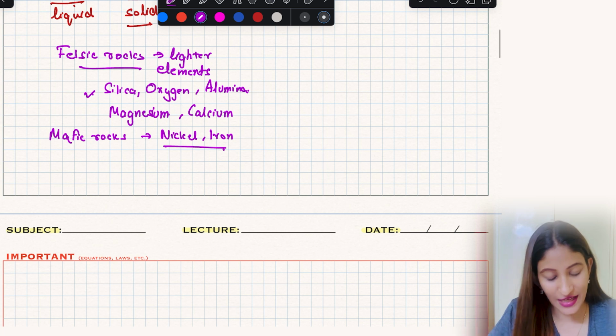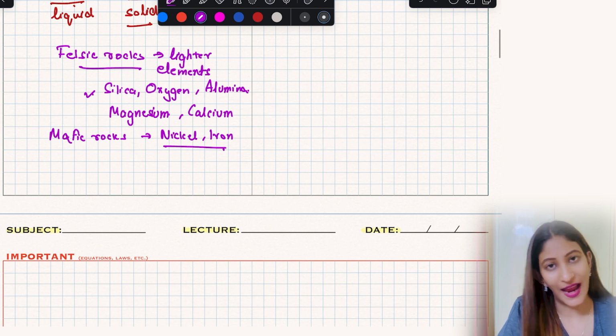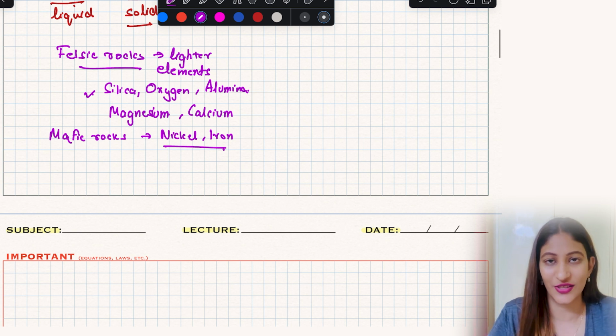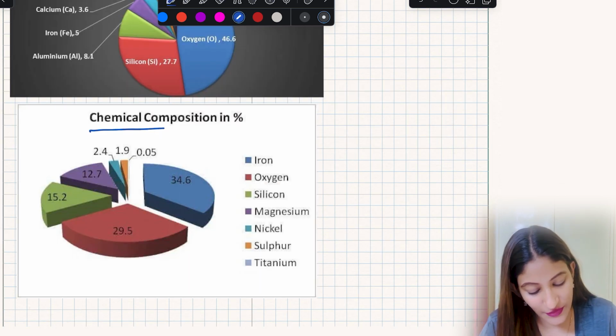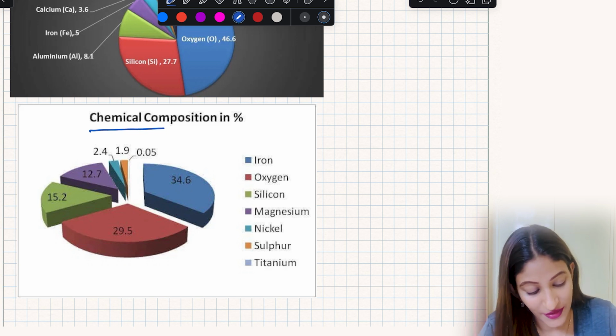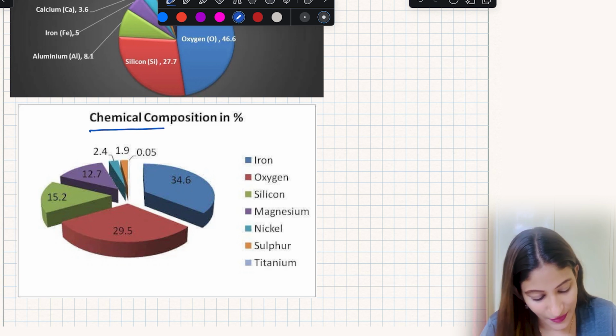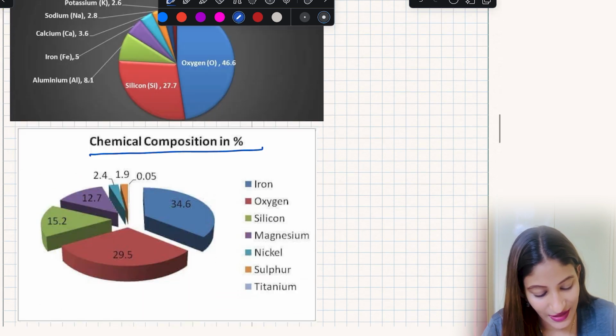Alright, so felsic and mafic rocks are found in the crust, they are found also in the mantle, and eventually certain material of them such as nickel and iron, they are found in the core as well. As we move forward, we will first talk about how the interior of the earth is divided on the basis of elements and rocks. Now, elements and rocks do include all these elements that we are going to talk about. If you look at these graphs, if you look at the pie chart, the entire earth's crust as well as the entire interior of the earth is divided in this manner.